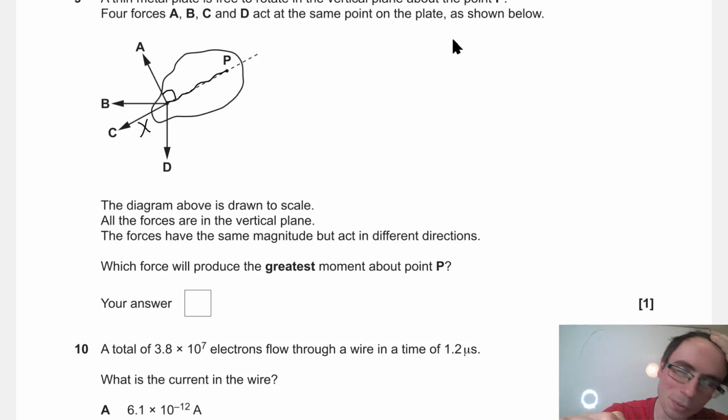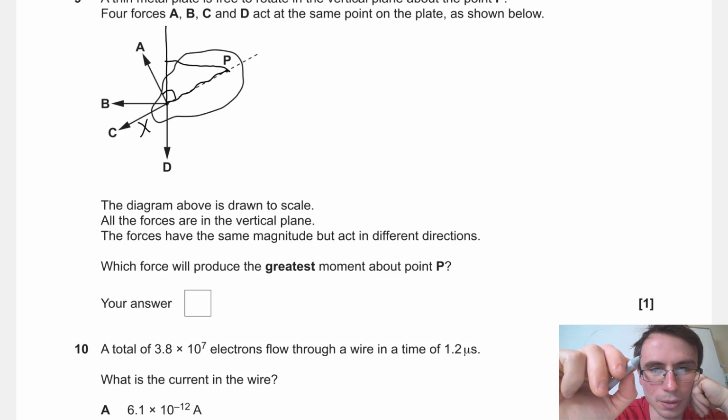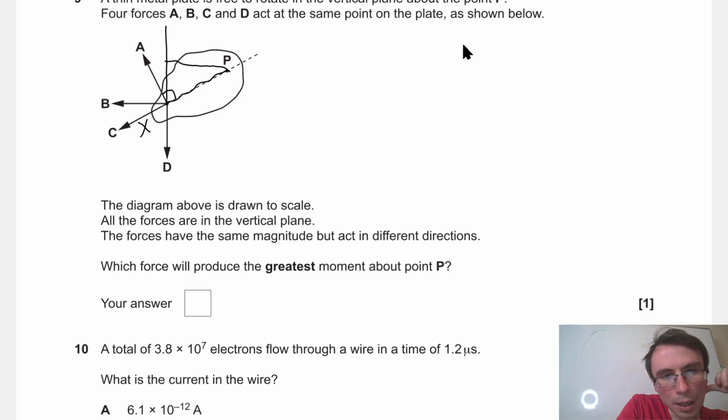Hopefully I don't have to use a ruler. Hopefully it'll be pretty obvious. The perpendicular distance from P such that there is a 90-degree angle will be looking something like this for this one. So probably not going to be that, not excessively larger. What about B? Let's have a look.